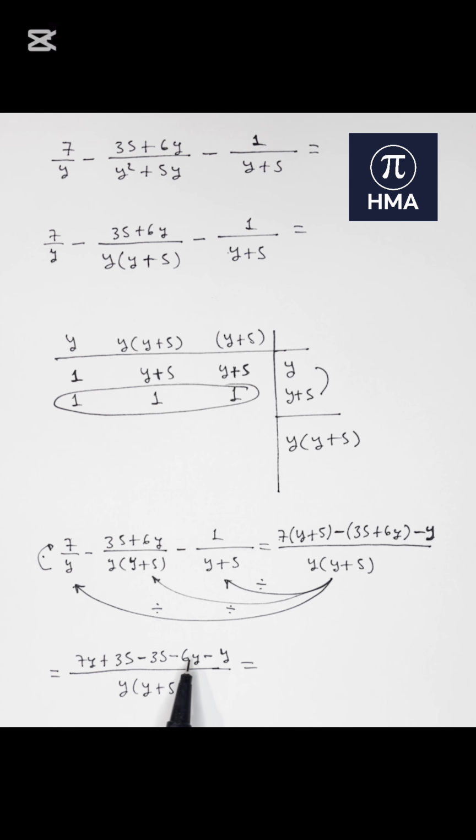You observe, first we have 35 and minus 35. This will go away, right? Then we have minus 6y minus y. This is minus 7y, and we have a 7y here, positive. Therefore, this will go away as well with these two. We have eliminated all the terms in the numerator. So therefore, we have 0 divided by y times y plus 5. This will be 0, of course.